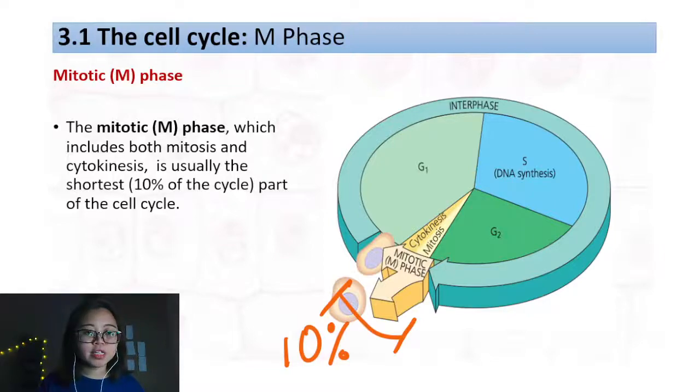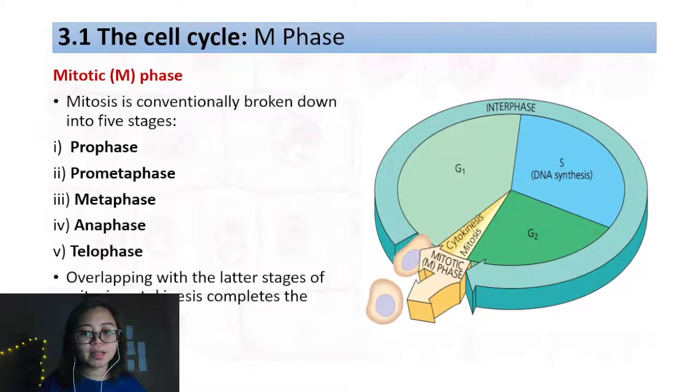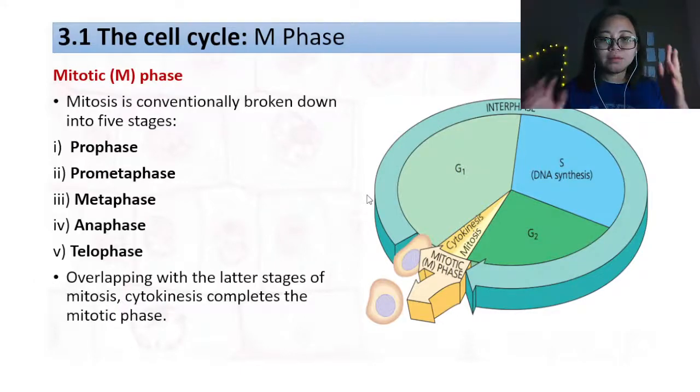And last but not least, we will talk about the M phase. What's the M phase? M phase, the mitotic phase, includes both mitosis and cytokinesis. And it is usually the shortest part of the cell cycle. It's about 10% of the life cycle of the cell. Okay. The mitosis or M phase is usually broken down into 5 stages, which is the prophase, prometaphase, metaphase, anaphase, telophase.